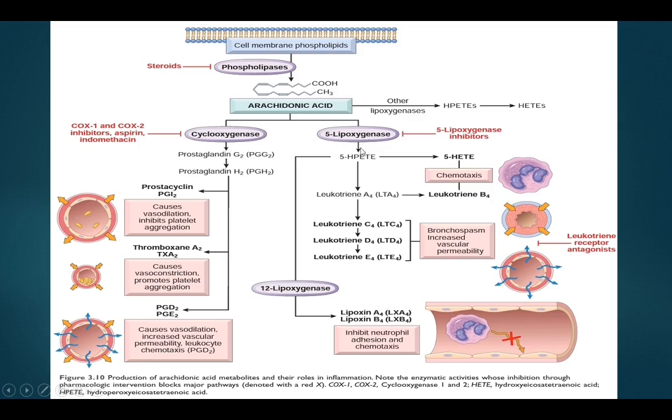These two pathways lead to the formation of leukotrienes C4, D4, E4, and then lipoxins A4, B4. Then the cyclooxygenase pathway leads to the formation of prostaglandin I2, thromboxane A2, then prostaglandin D2, and prostaglandin E2. And these are the ones.